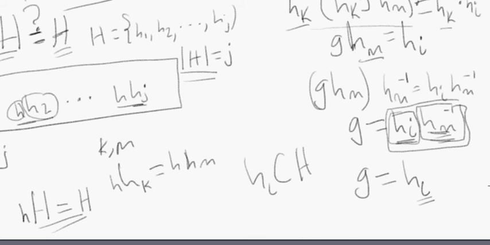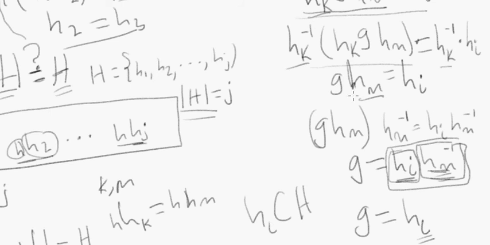Cancelling out again, the HK inverse and the HK just give us GHM HI, right? The HK inverse on this side. Oh, did we miss something? Actually, we did. Oh, wow. Okay. So now we need to rectify this.